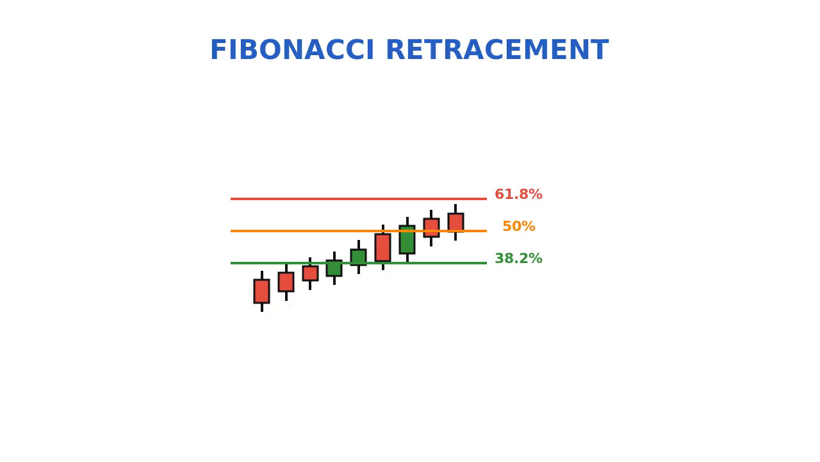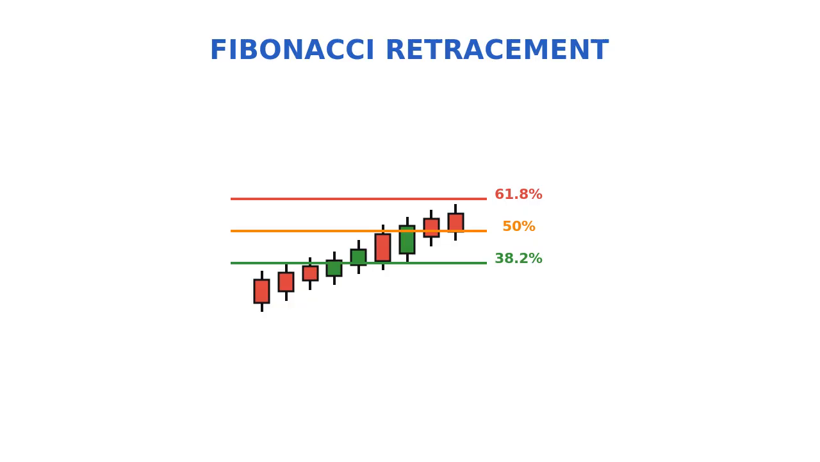Traders draw this tool from a low to a high, and it automatically marks certain levels, the famous 38, 50, and 61.8% lines. The idea is that after a big move, a price often pulls back to one of these levels before continuing. Is it magic? No, but so many traders watch these exact lines that they can become self-fulfilling, which is reason enough to know them.